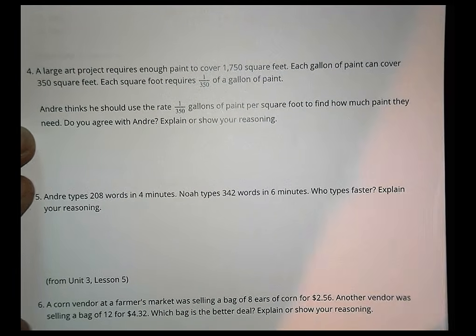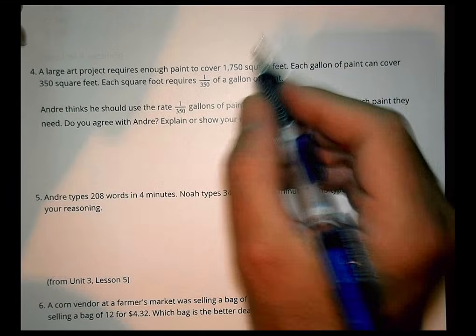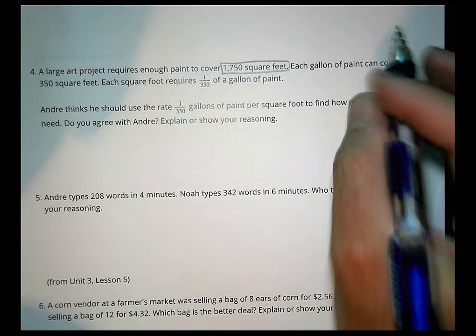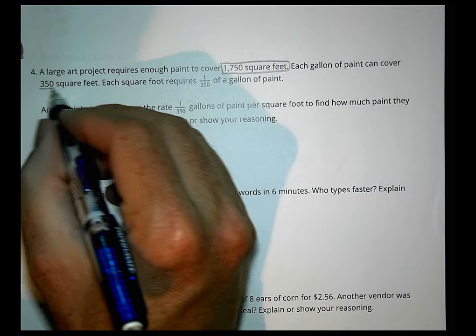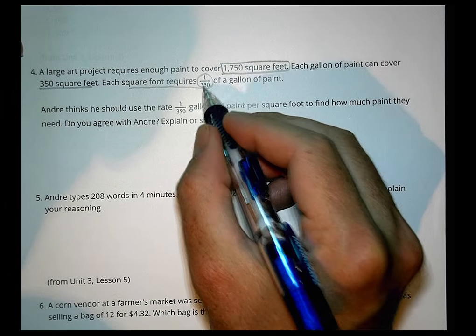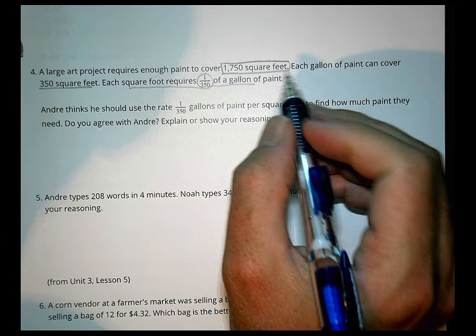Number 4. A large art project requires enough paint to cover 1,750 square feet. Each gallon of paint can cover 350 square feet. Each square foot requires 1/350 of a gallon of paint.